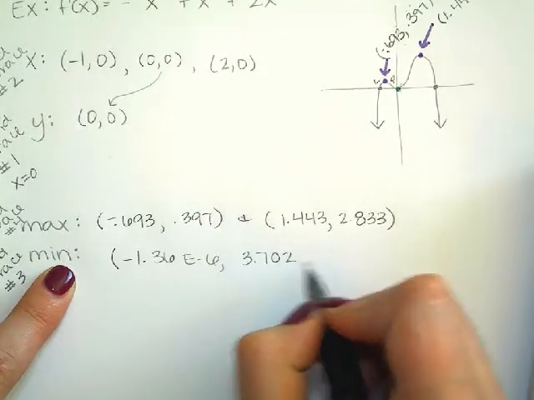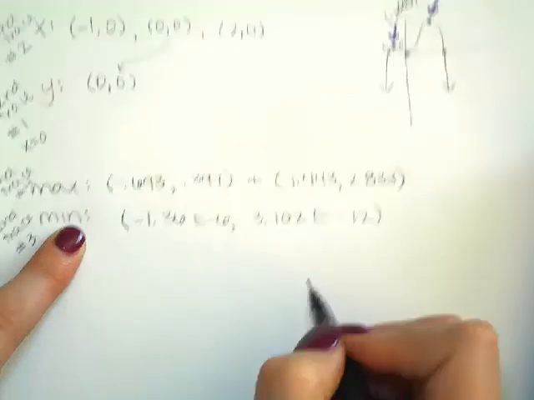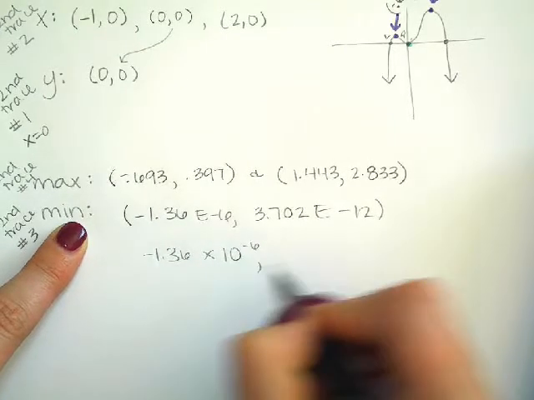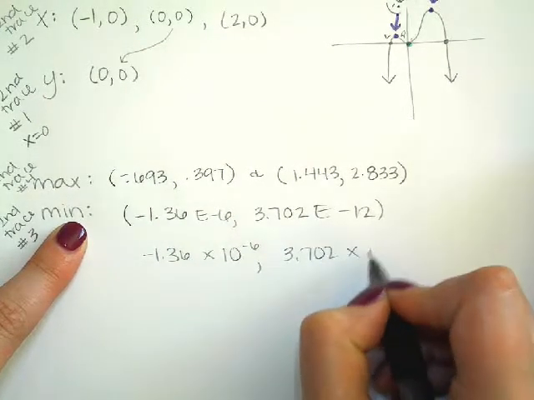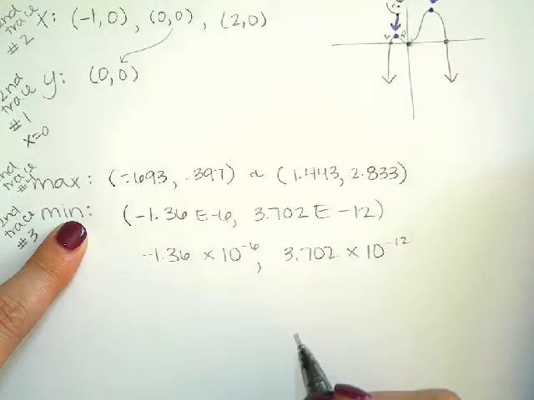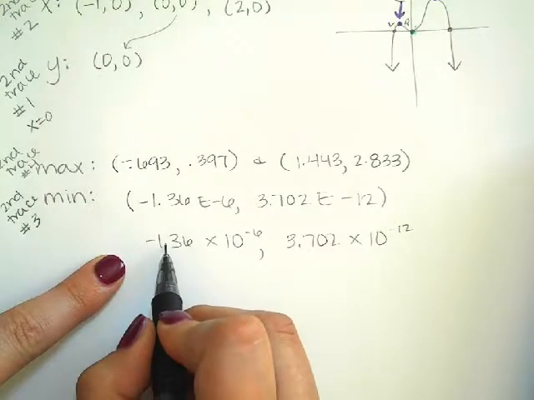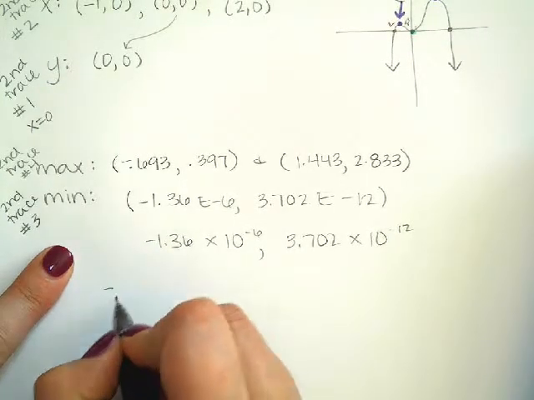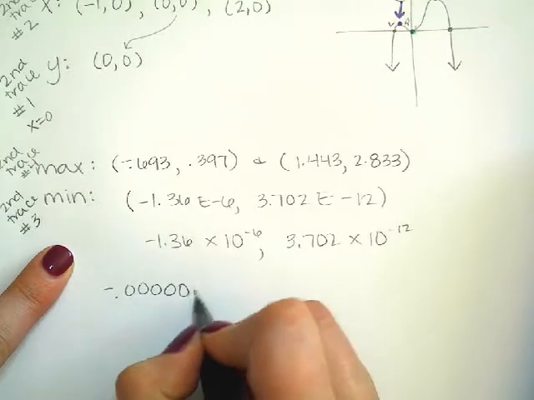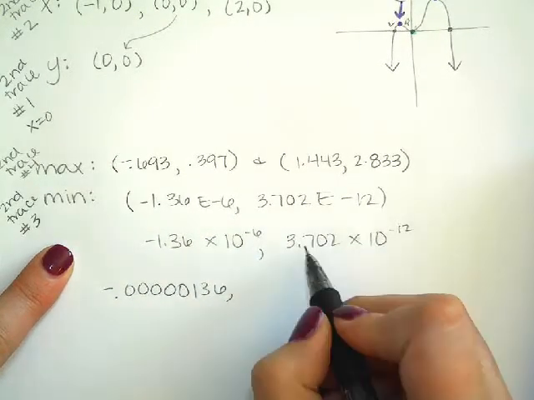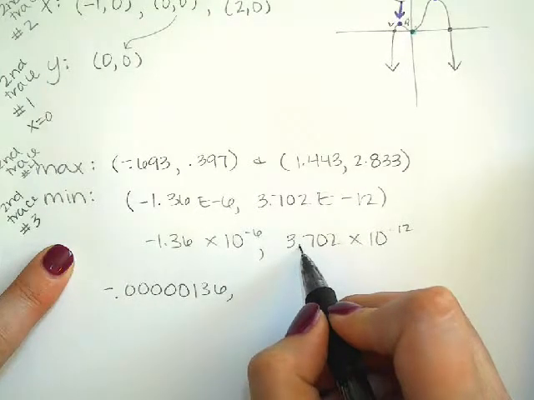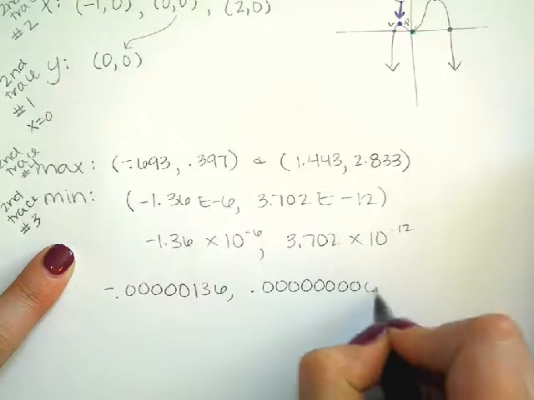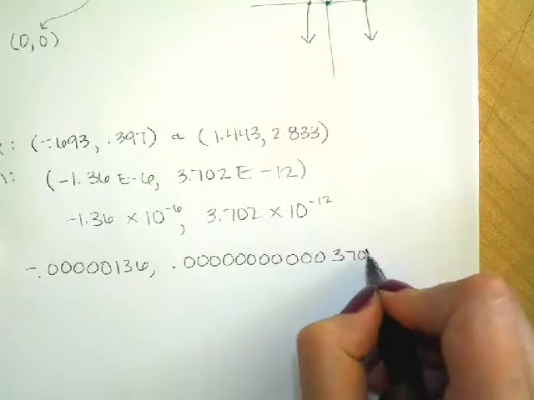You'll see in 1 second that ours are actually exactly the same. So this means negative 1.36 times 10 to the negative 6, right? And this is 3.702 times 10 to the negative 12. So let me do a little scientific notation real quick. That means I take my decimal and I move it 6 places to the left, right? So what I really have is negative 0.00000136. And this means I take my decimal and do what with it? 12 places to the left. Okay, point 1, 2, 3, 4, 5, 6, 7, 8, 9, 10, 11, 3702.